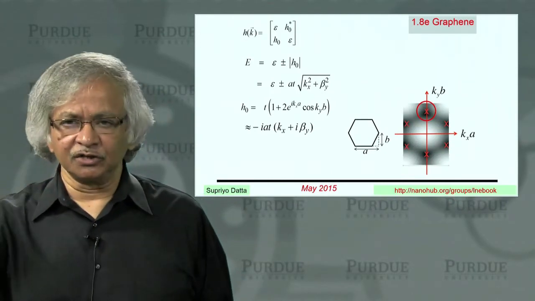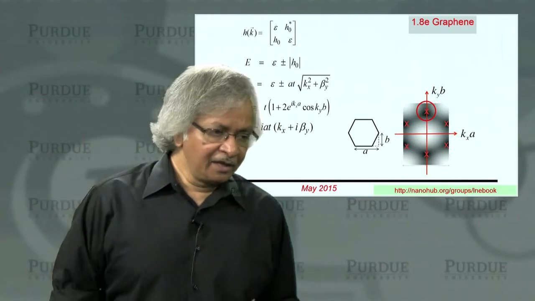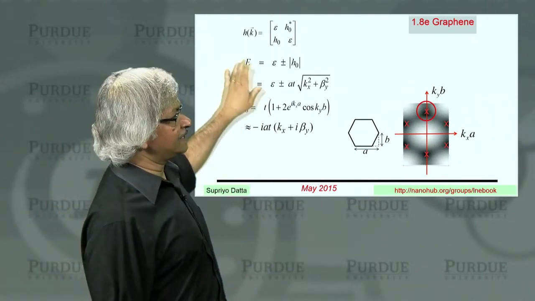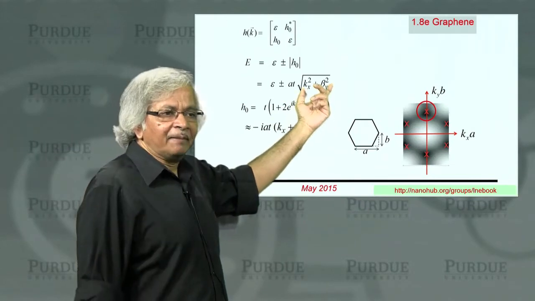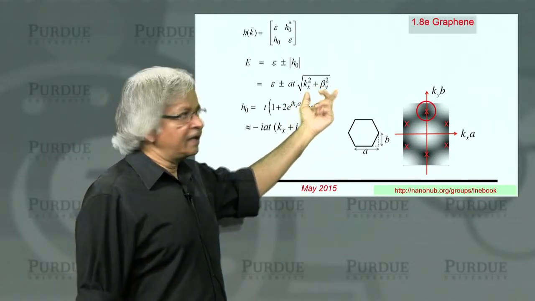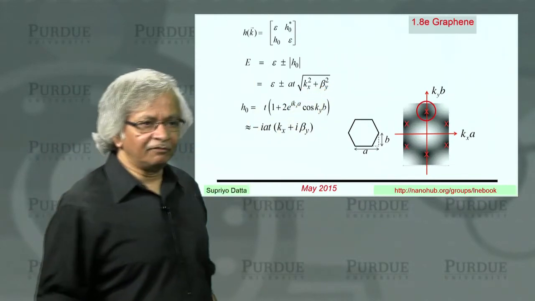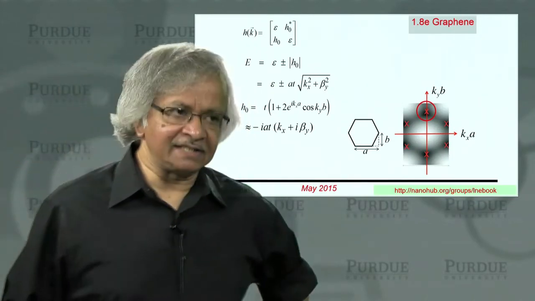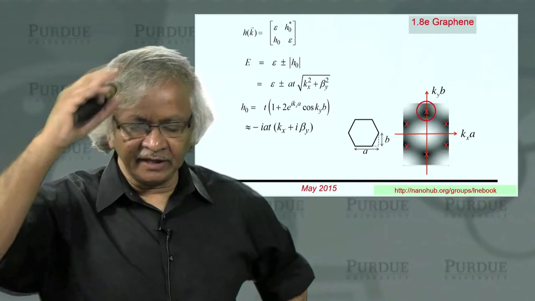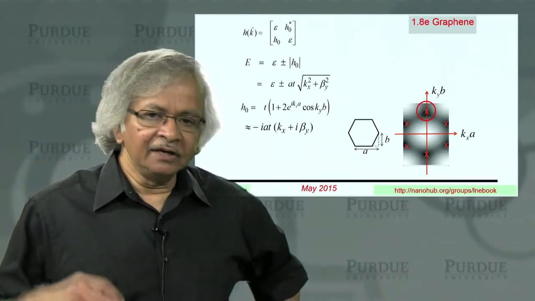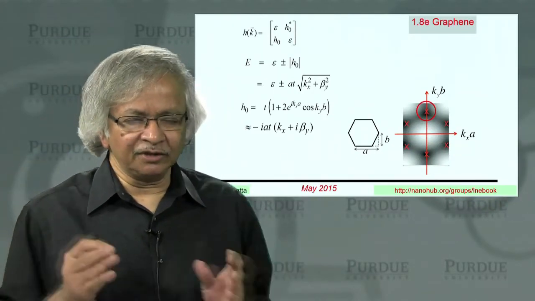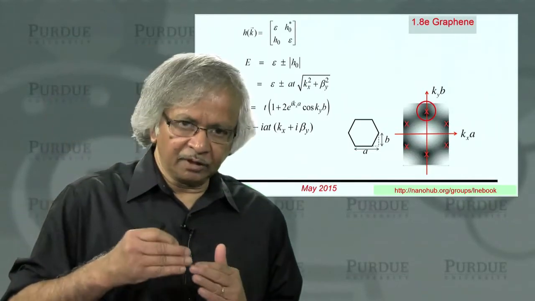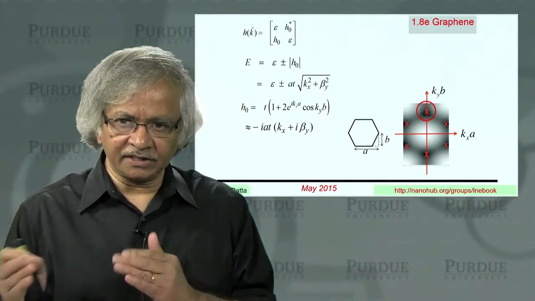Usually you have this h bar square k square over 2m. But graphene is famous for its linear dispersion, where E is actually proportional to the magnitude of k. And because of that, the velocity of electrons in graphene is actually a constant. You see, usually we think the velocity will depend on k, in the sense you think of mv as being h bar k. And so bigger the k, more the velocity.